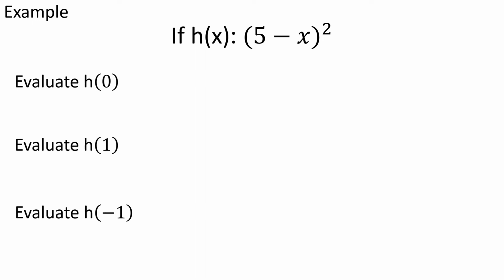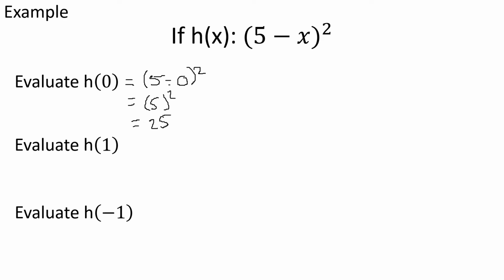Another example, so our function is h this time, input is x, and our output is 5 minus x all squared. So evaluating when h is equal to 0, whenever we see an x, we need to substitute in 0. So it would be 5 minus 0 all squared. So 5 minus 0 is just 5. And that's all squared, so 5 times 5 is 25.